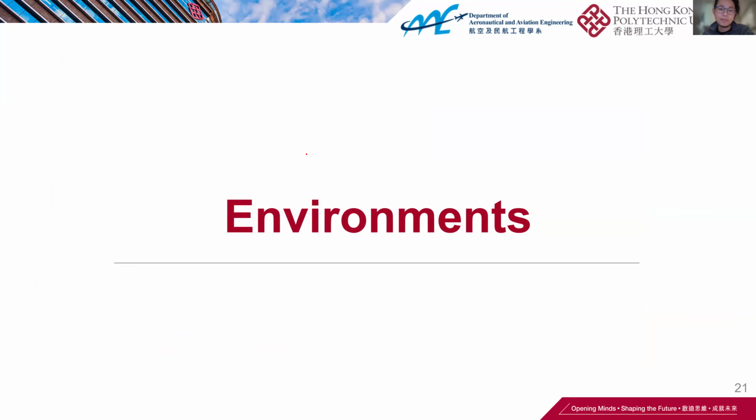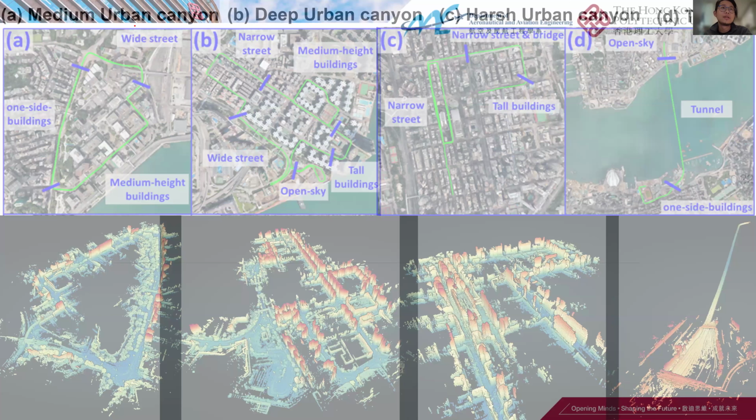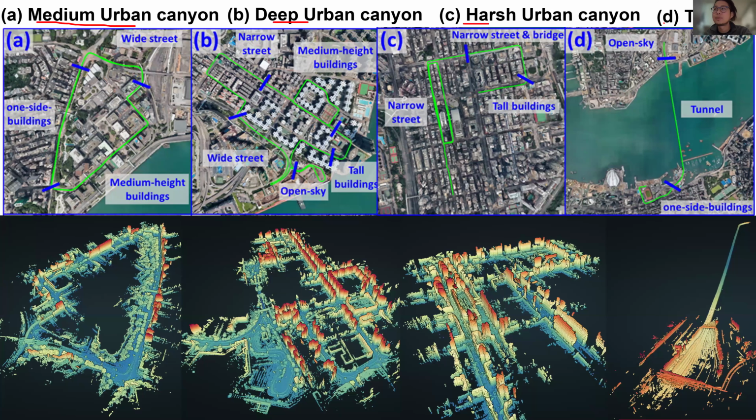Okay, then talk about the environment, because we're talking about urban stuff, right? We have these 4 different scenarios: medium urban, deep urban, harsh urban, and tunnel. As you can see in the medium urban, this is where we usually start from, our campus. Then we go out, starting with the street, going to here. This is a typical very high one-side street, and on the right hand side it's a bit like a park, so you have some trees, and a wide intersection, and then coming back.